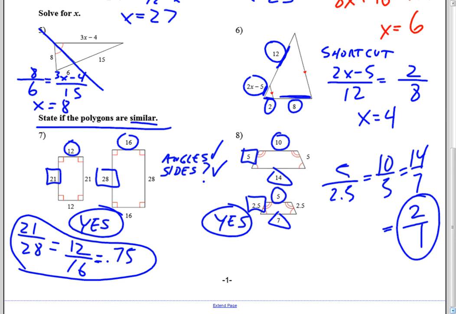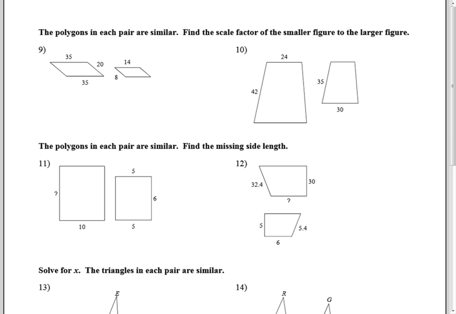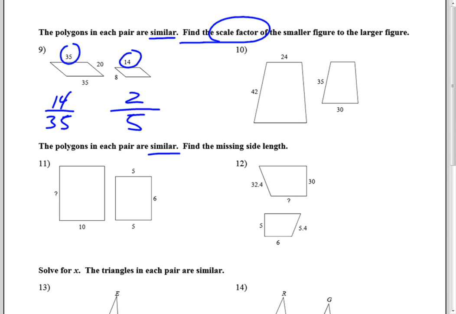Page 2. We set up proportions because things were similar. Actually, this one, we were just looking for a scale factor. Did we have 2/5 for that one? Yeah. Where did that come from? Well, you could look at 14 and 35. Make sure you reduce. If you're finding a scale factor, make sure you reduce.